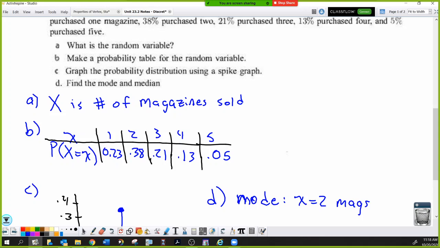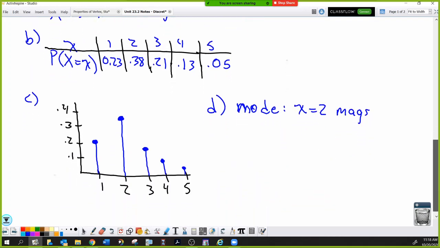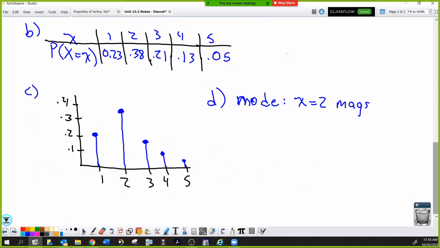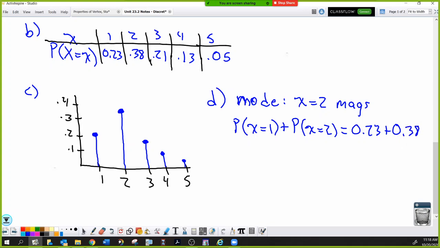Okay, so you guys can see the mode relatively easily. Let's talk about the median though. What do we know about the median of a set? It's the middle, so it represents half, right? 0.5. Well, the probability that little x equals 1 plus the probability that little x equals 2 is 0.23 plus 0.38. And that number is 0.61.